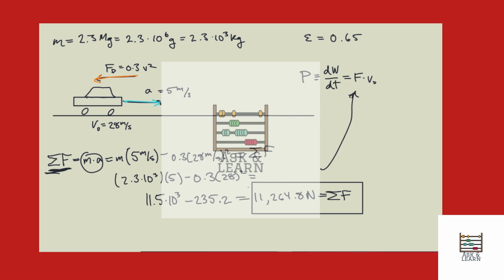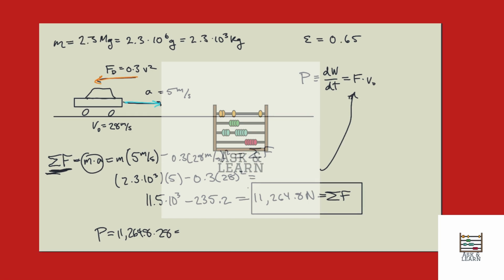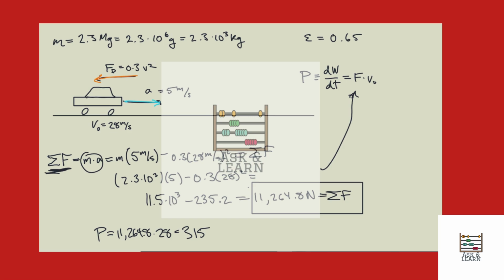Okay, then we'll just use that v0, and we have P equals 11,264.8 times 28. That's going to give us 315,414.4 watts. My power is in units of watts, joules per second.